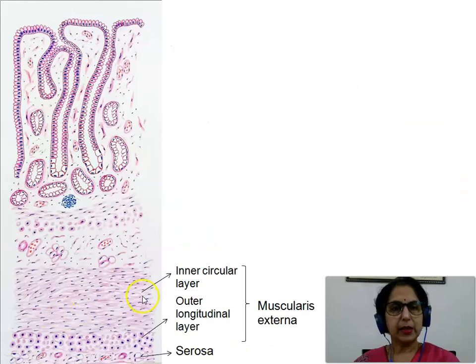This diagram shows us the muscularis externa. What we see here is a thick inner circular layer of smooth muscle fibers, and that is what forms the thick pyloric sphincter. And we also see here the outer longitudinal layer of smooth muscle fibers. These two constitute the muscularis externa, whereas the serosa is seen here as the outermost part, and that is made up of connective tissue, blood vessels, and adipocytes.